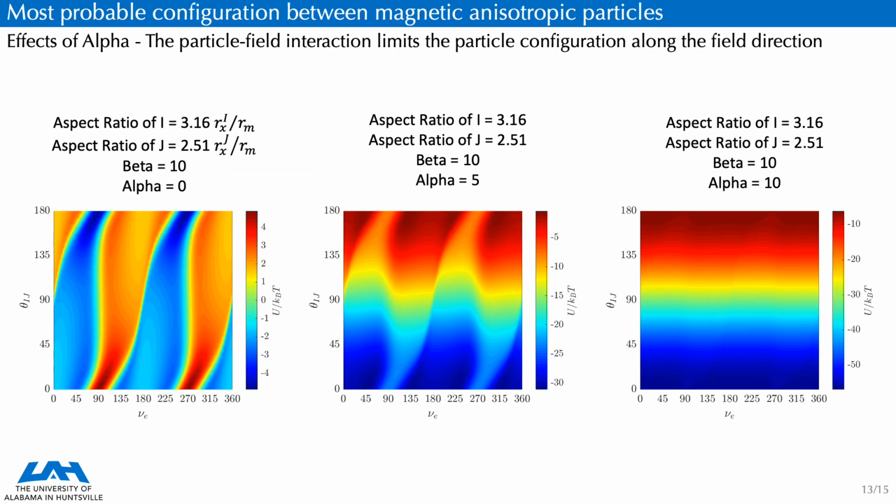We also considered the effects that having a magnetic field would have on the configuration. On the figure on the far left without a field, you can see that the lowest energy is at a theta ij of about 180 degrees. At a low alpha of 5, you can see that the lowest energy is now at 45 degrees and lower. And on the figure on the far right, you can see that alpha has now dominated the interaction, and there are layers of energy based on how close the particles are to aligning with the field.